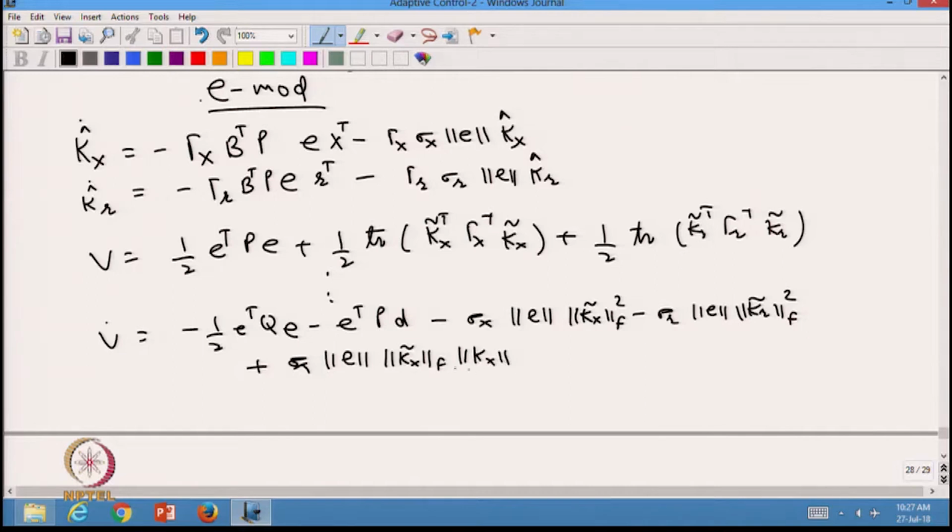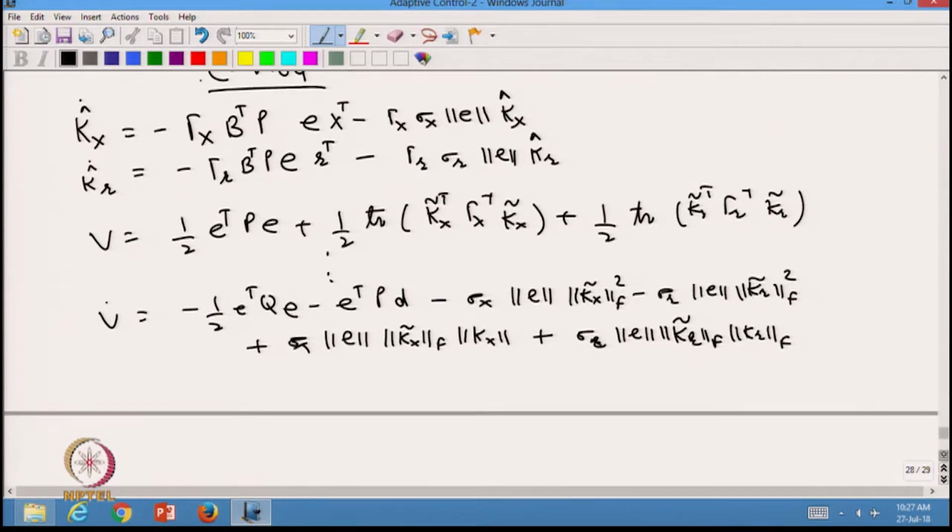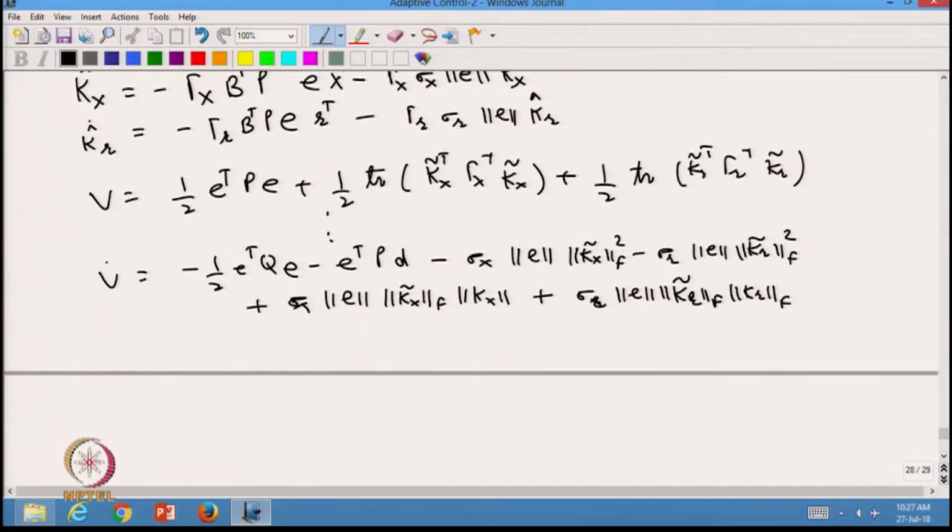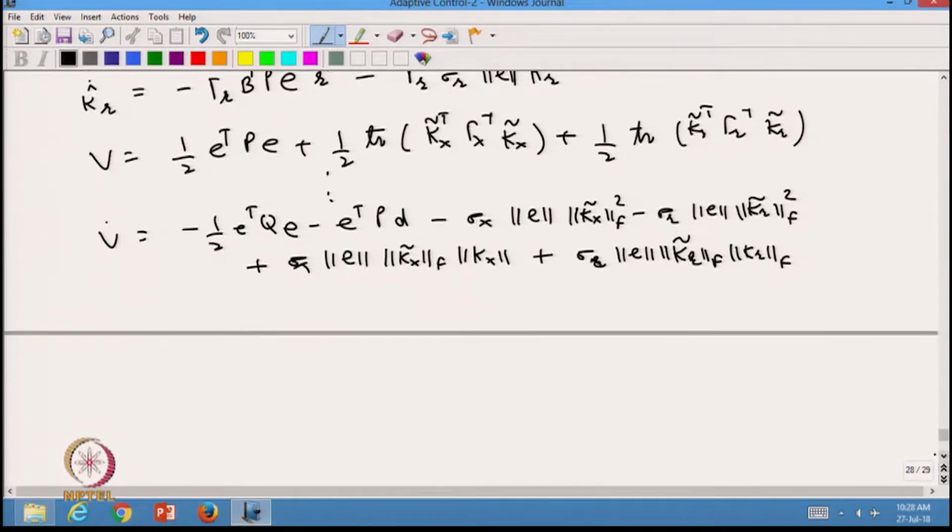If you remember, we had this residual term in the case of sigma mod as well, but here we have the tracking error multiplied with this. So this is the expression that we get once we substitute for the error dynamics, and also these update laws for kx hat and kr hat, which have been modified using E mod. The task here is to see if we can still prove stability.